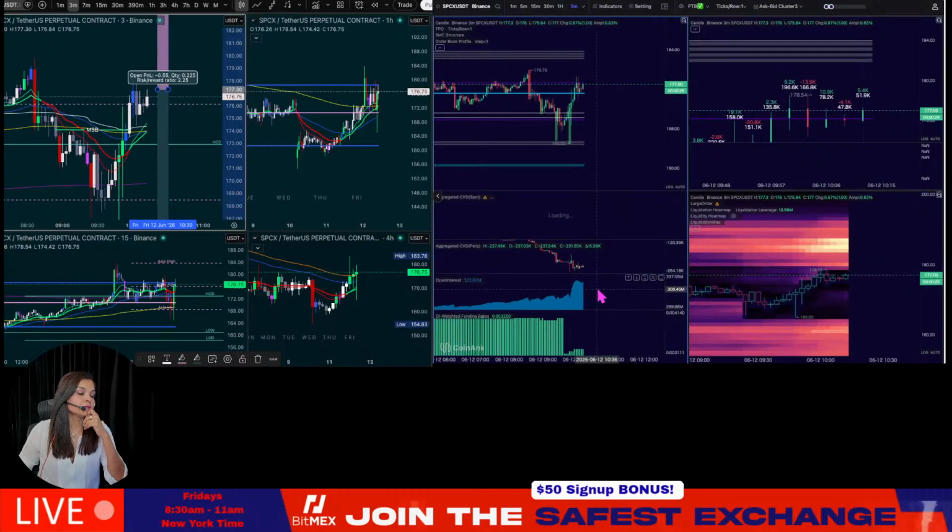Open interest is going up. Open interest going up with price going up means new positions are coming into the market.